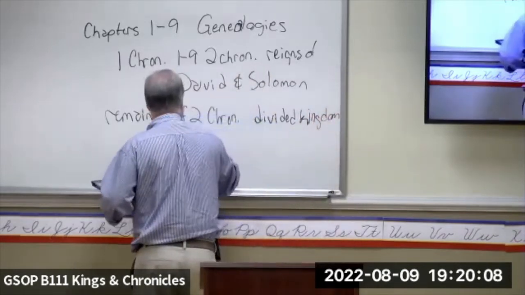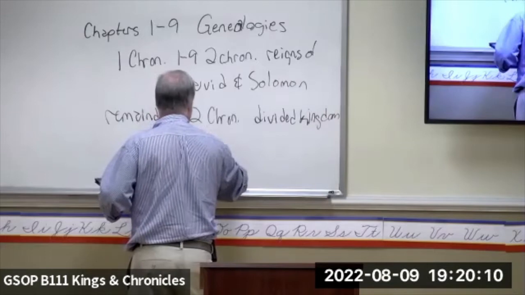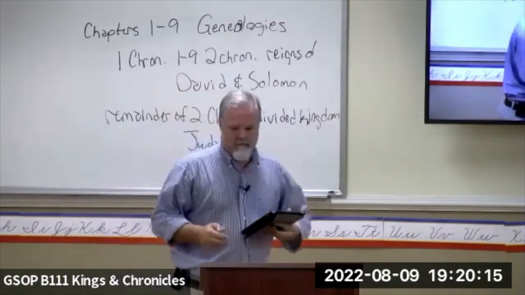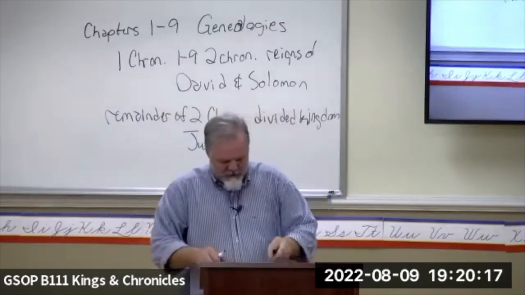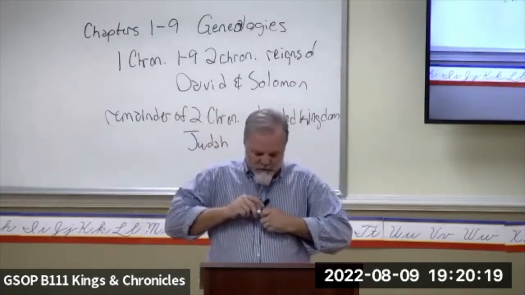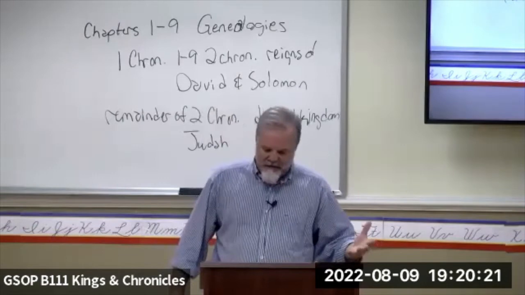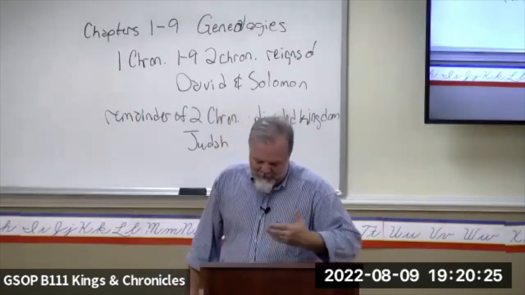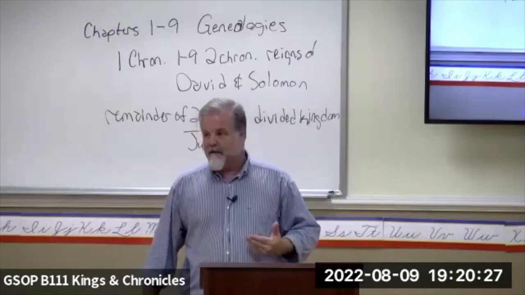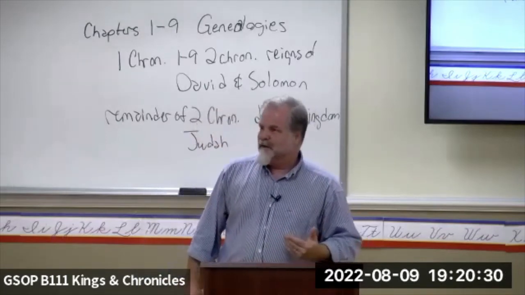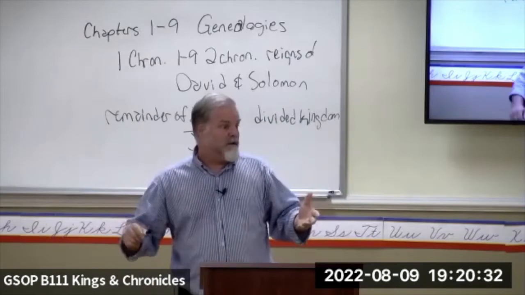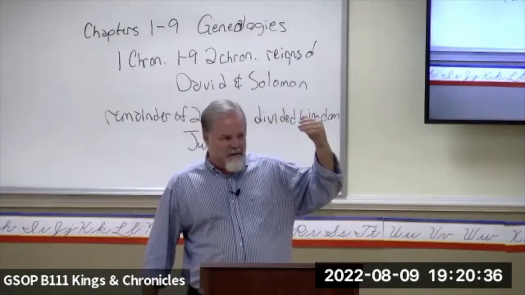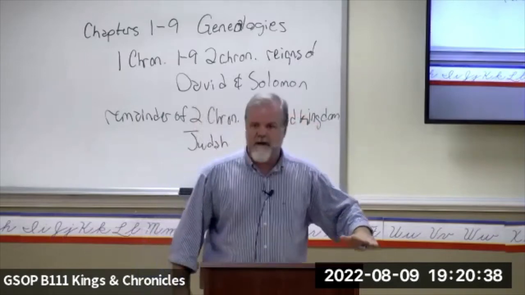And mainly the focus is, of course, on Judah. All right, so genealogies in chapters 1 through 9 of First Chronicles, the rest of First Chronicles, and then going all the way through chapter 9 of Second Chronicles, you have the reigns of King David. There's a lot of focus on that because those were the glory days of Israel. Even Saul was third tier when it came to David and Solomon.